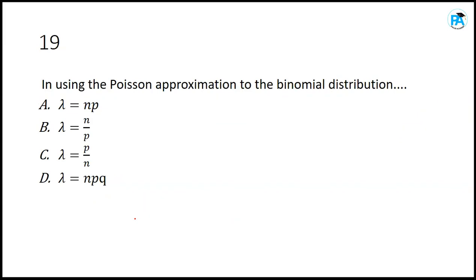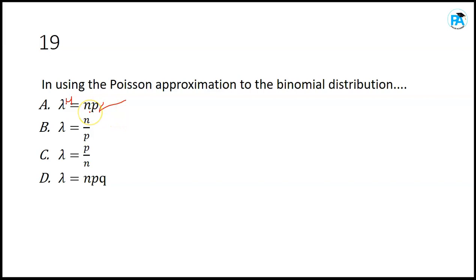Question 19 says, in using the Poisson approximation to the binomial distribution, A, lambda is equal to np, B, lambda is equal to n over p, C, lambda is equal to p over n, and D, lambda is equal to n times p times q. To find lambda, lambda means mean. It's the same as a mean. I told you, if you don't see mean, you see lambda in place of mean. The mean is always equal to n times p. So A is the answer for this.